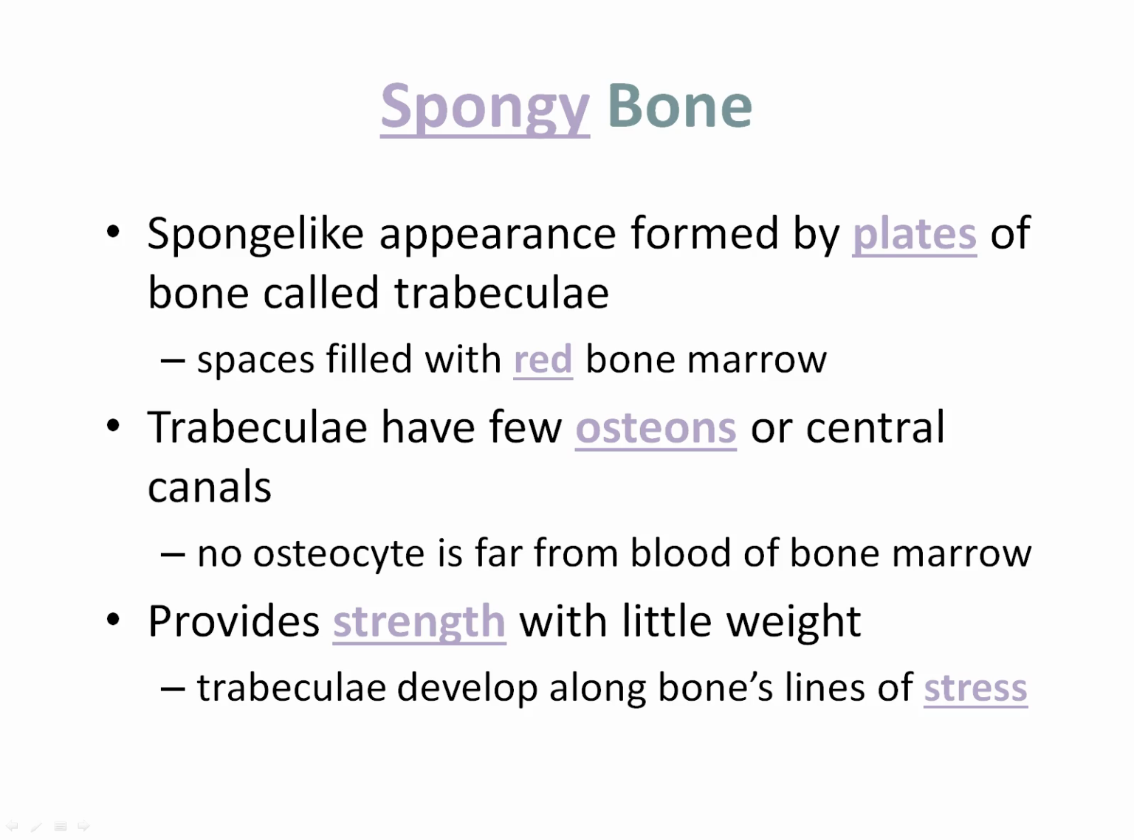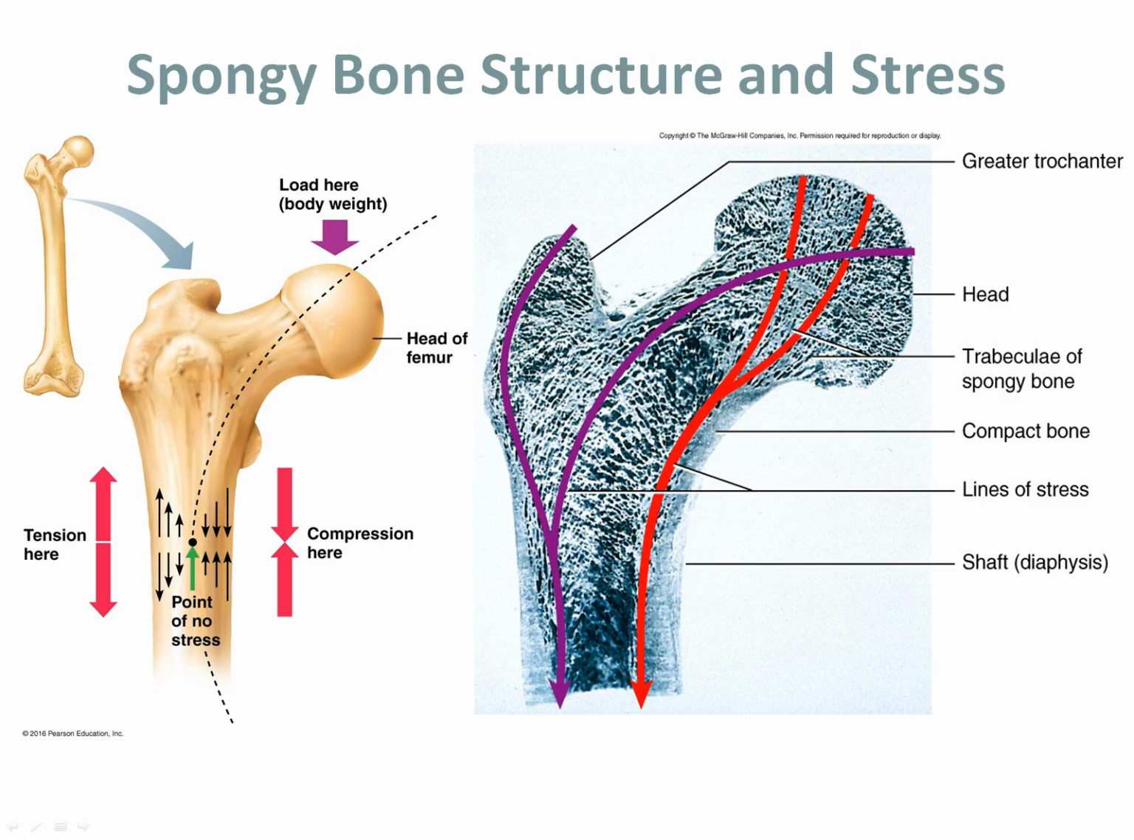The trabeculae will develop along the bone's lines of stress, so we get thicker spongy bone in areas where there's stress. We can see this if we look at the head of the femur. Our body weight comes straight down on the femur, but the femur isn't directly underneath us. It's either on the right or on the left. So as the stress is transferred to the head of the femur and then down the femur, we see an area where there's compression on the inside of the bone and an area where there's tension on the outside of the bone. So we have stresses in both places.